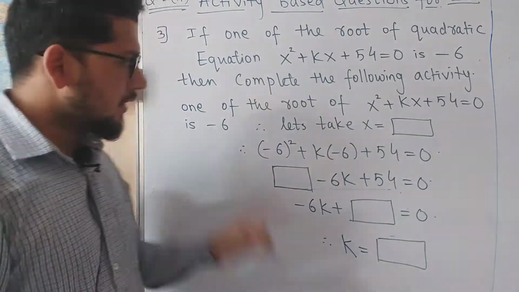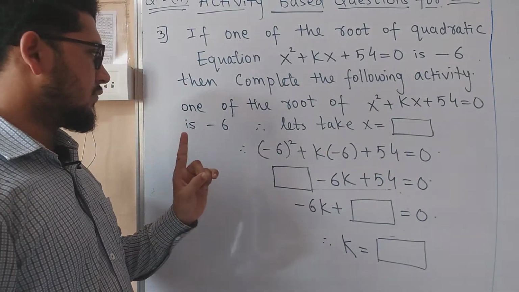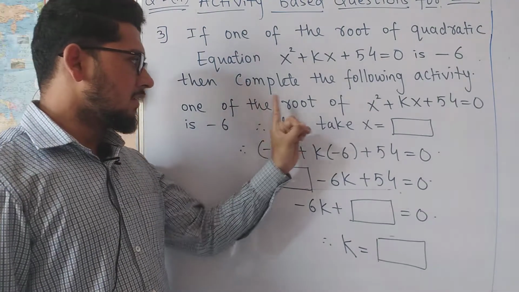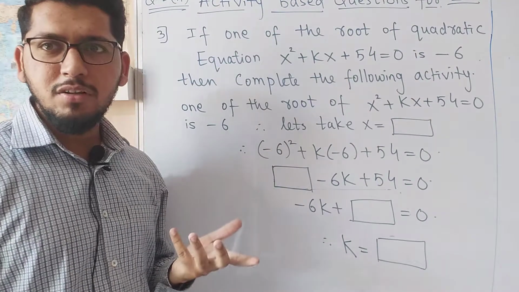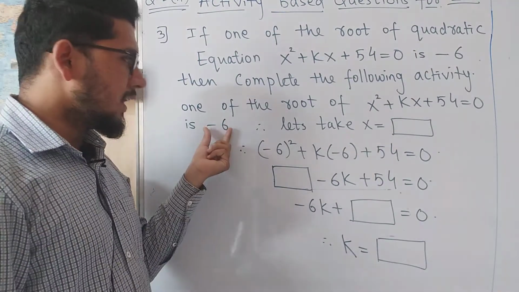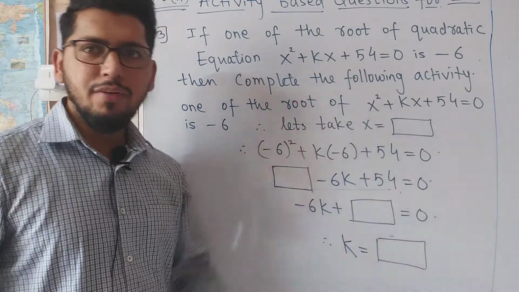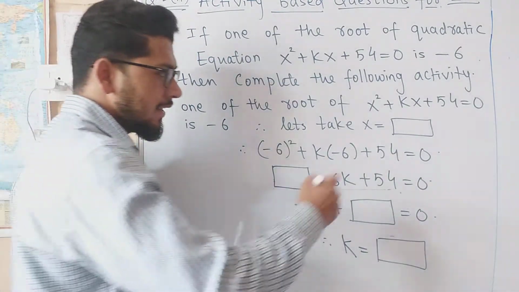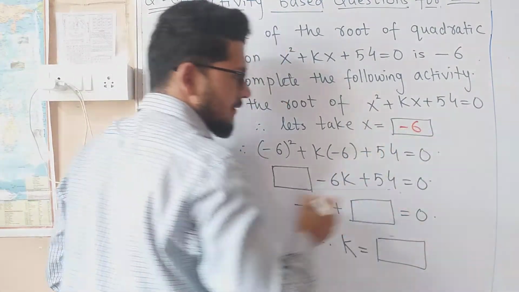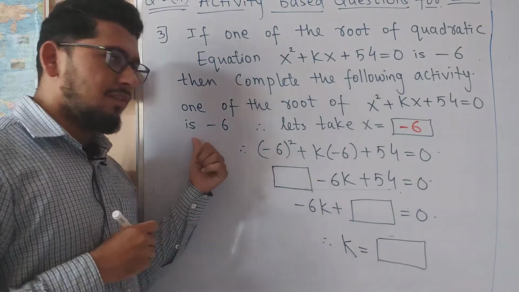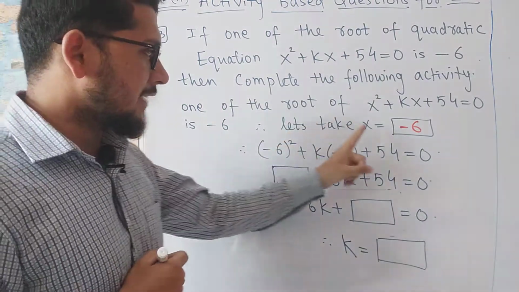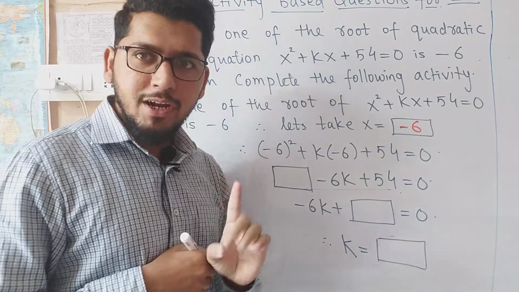First of all, we have to read the question carefully. The question states that one of the roots of the equation is minus 6. The root is nothing but the solution. So the root is given as minus 6, so what will be the value of x? We have to write minus 6 there. Minus 6 is one of the solutions, already given in the question. So let's take x equal to minus 6. After that, what should I do?